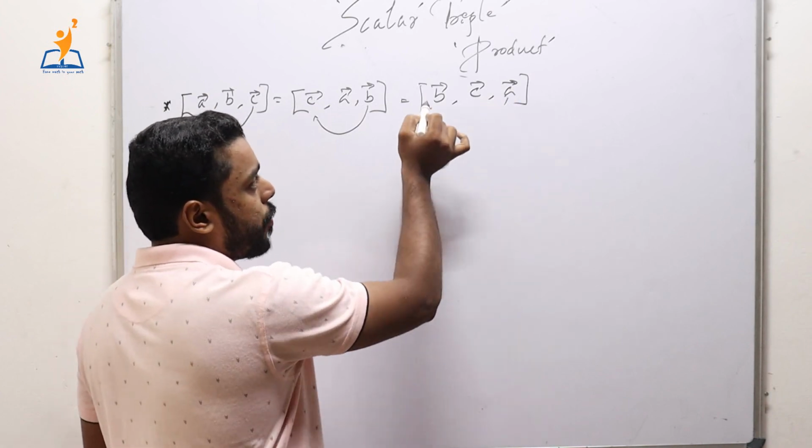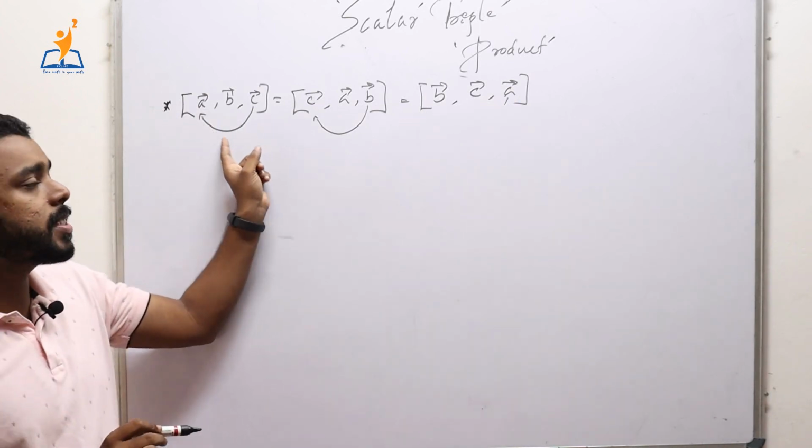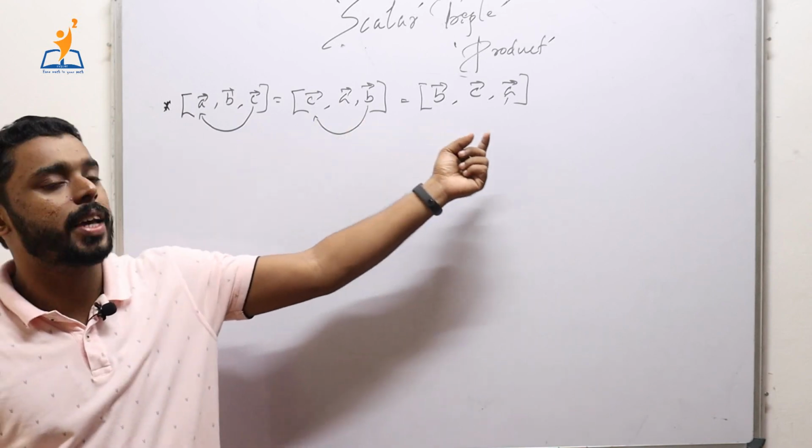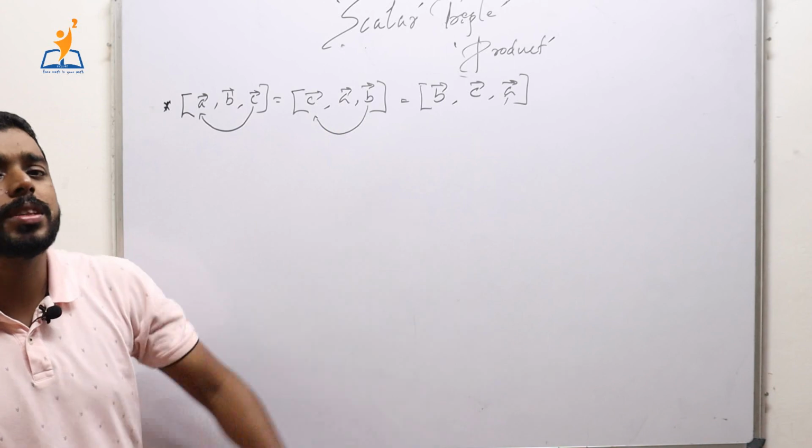This A should go to the first place. That is exactly what this is, and then there is a completion of the cycle. That's why we are calling this a cyclic permutation. Or just remember these things.